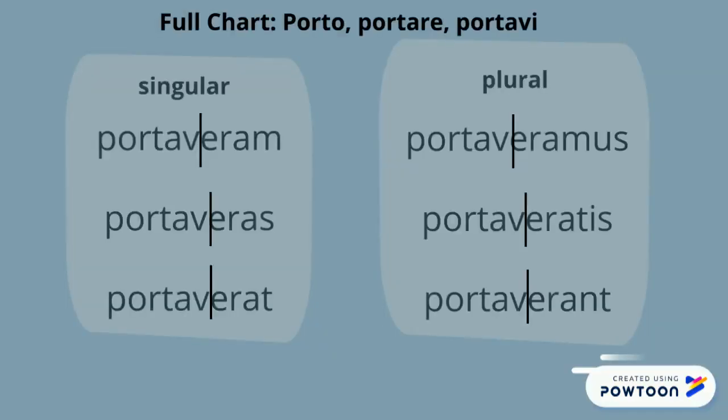Here's the full chart of an example verb, porto. As you can see, we took the third part of the verb, portavi, chopped off the I, and added the imperfect forms of the verb sum.